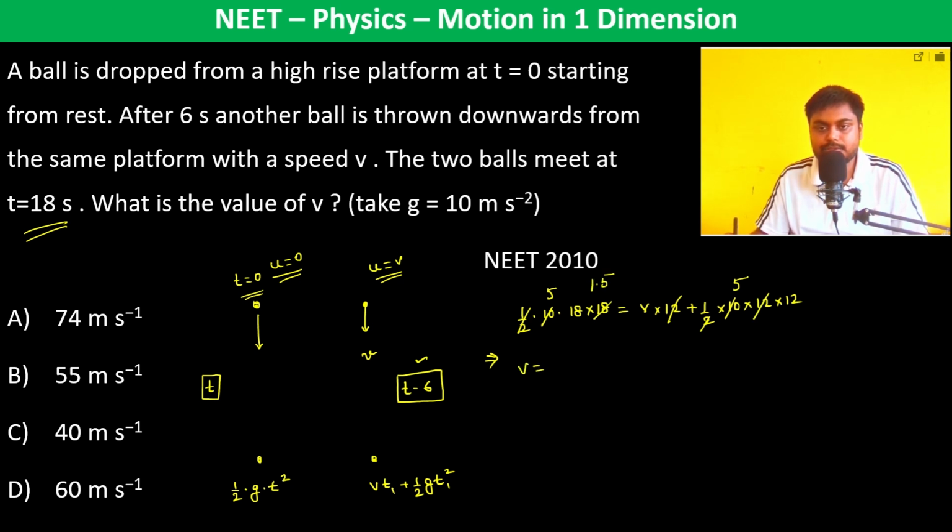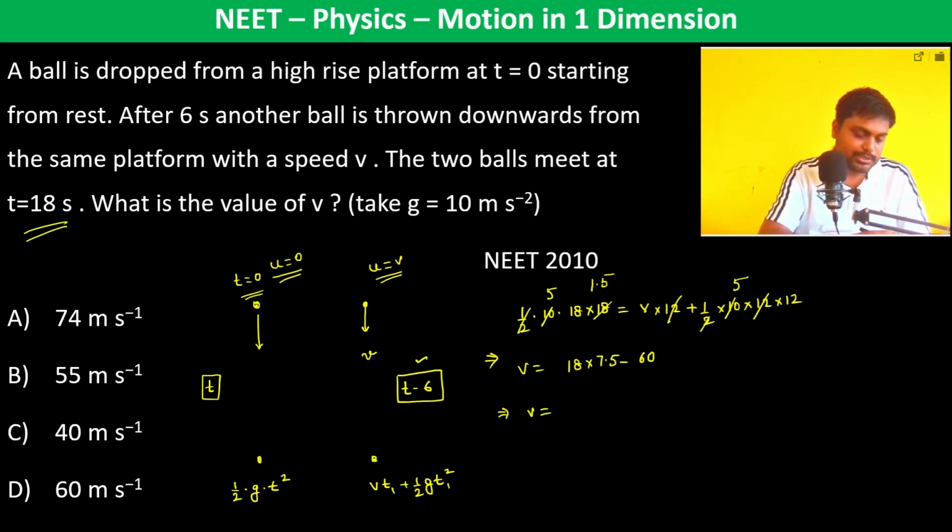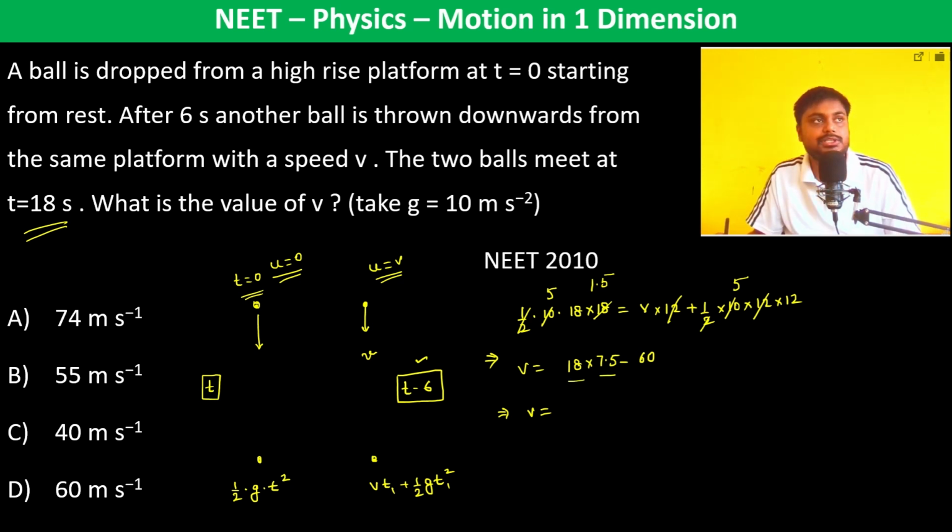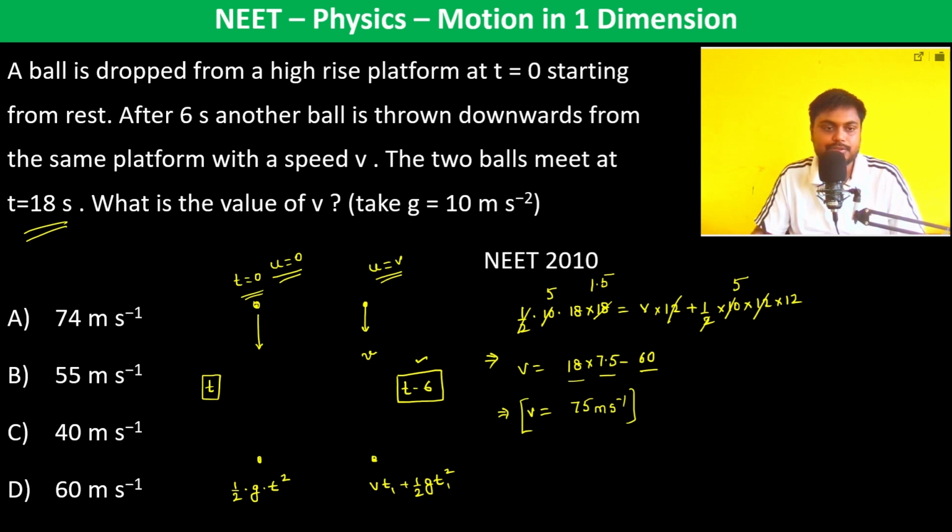So v becomes 18 into 7.5 minus 60. So 18 into 7.5 minus 60 is, 18 into 7 is 126. So 126 plus 9, which is 135. 135 minus 60 is 75. So this is almost 75. So 74 meter per second is the answer.